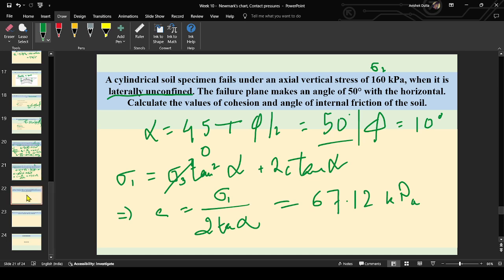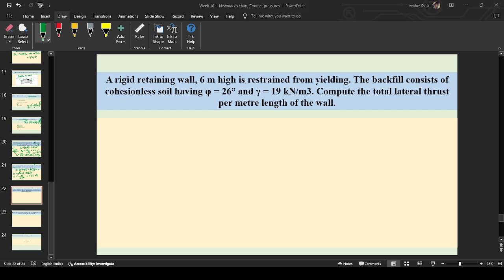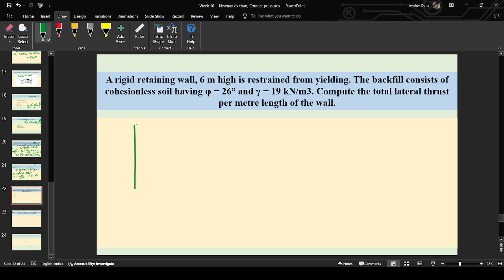Have you solved the question from earth pressure theory? This question, have you solved? No, right? No, sir. Okay. So this was the retaining wall of a height of 6 meter. This is the pressure distribution diagram. Here I have mentioned restrained from yielding. That means it is earth pressure at rest. This is 6 meter. This is the thrust P0, and this is the base of the triangle.